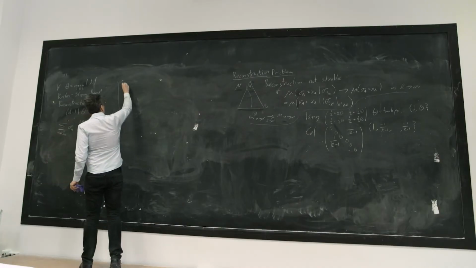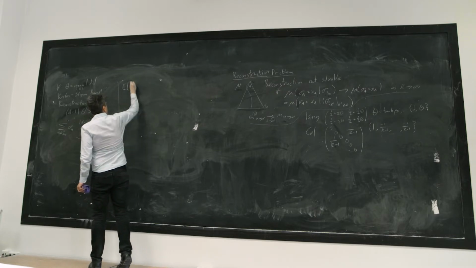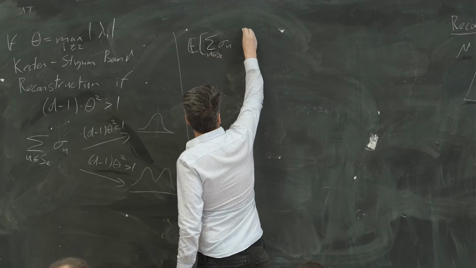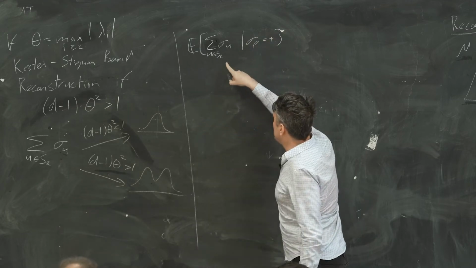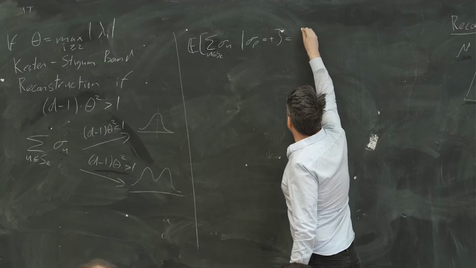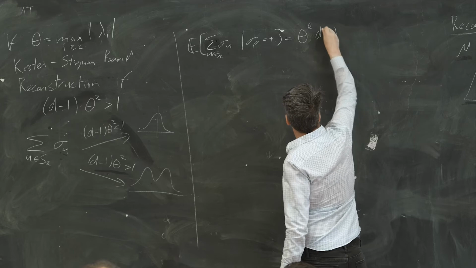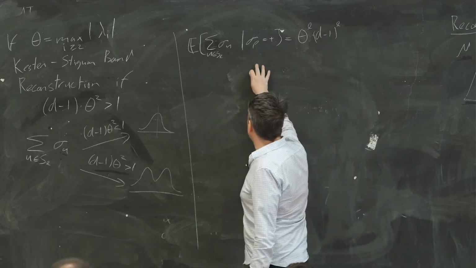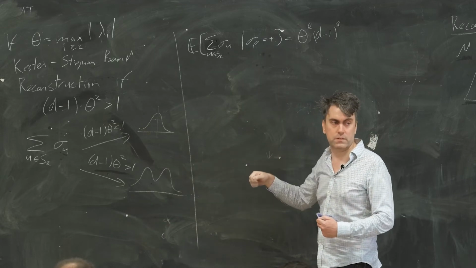For the Ising model, this direction is fairly straightforward, because if I condition on the root to be a plus, the expected value of a vertex in level L, you can check, is just theta to the L, and there are d minus 1 to the L vertices there. So this is how much I shift the mean by conditioning on the root to be a plus.